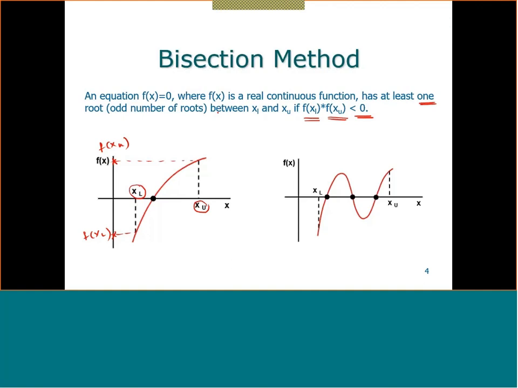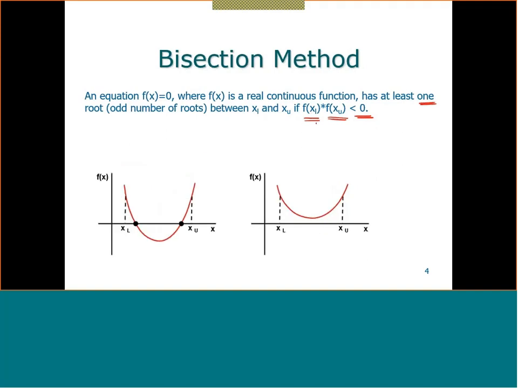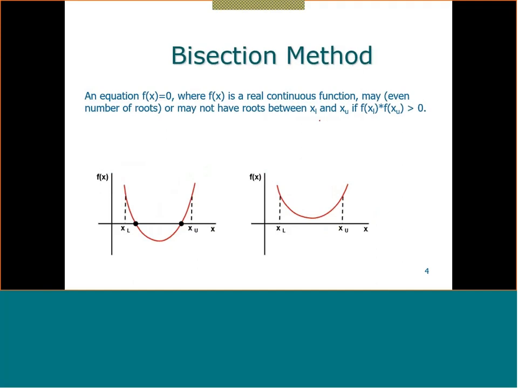If you evaluate the function at these two numbers and you multiply them, at least you will have one root, or could be more, and they are odd numbers. So here, for example, you have 1, 2, and 3, etc. What will happen if, when I multiply these two function values, I get a positive number? If this is the case, then I might have an even number of roots or no roots at all.